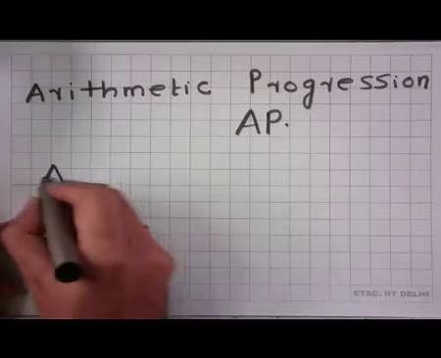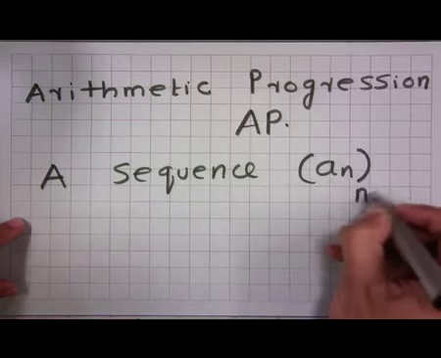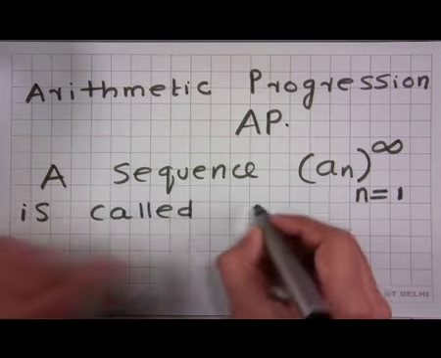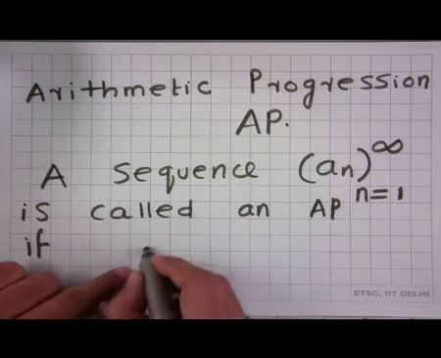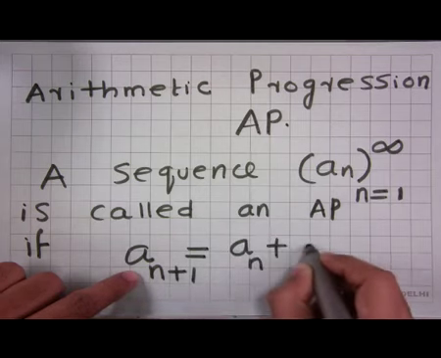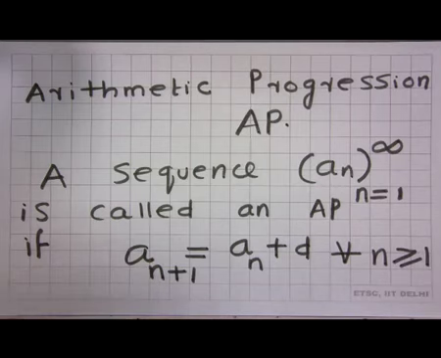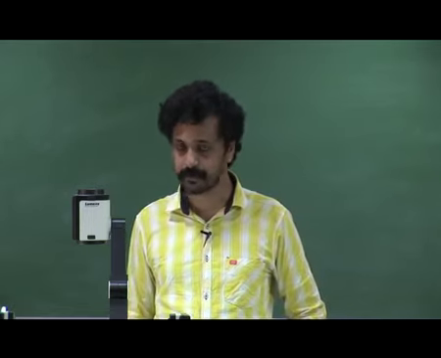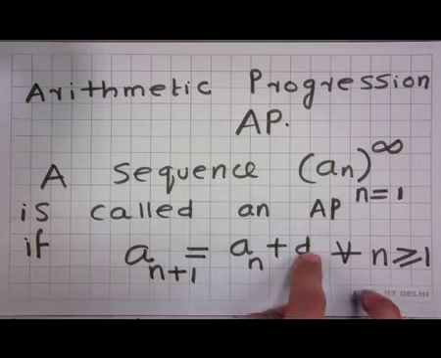To put it simply, a sequence a_n, n ranging from 1 to infinity, is called an arithmetic progression if a_(n+1) is equal to a_n plus d for all integers n greater than or equal to 1. This essentially says that the difference of two consecutive terms, namely a_(n+1) and a_n, is d, where d is a constant.